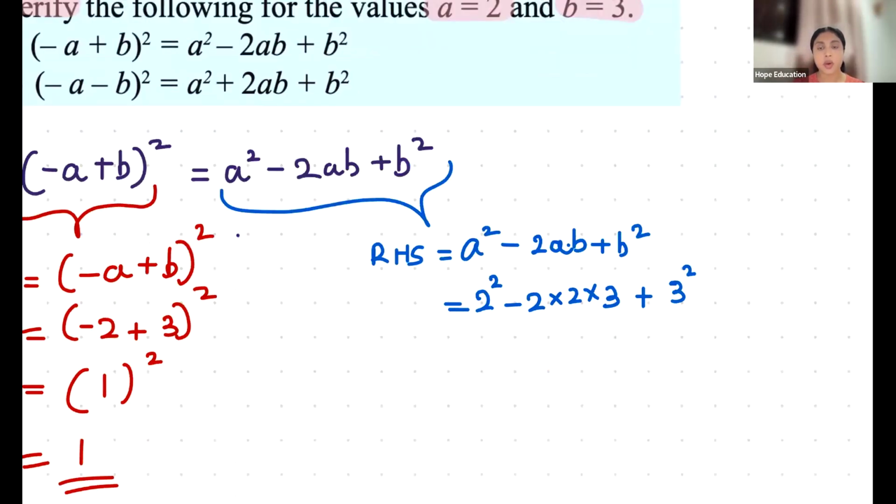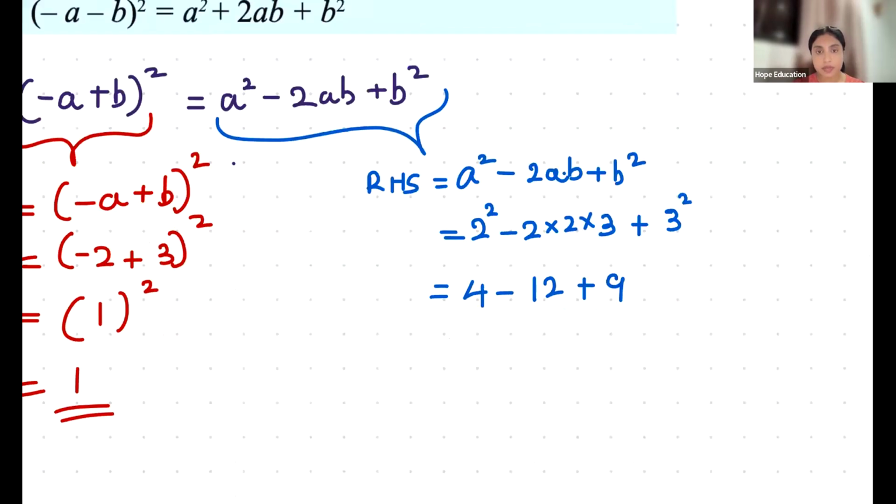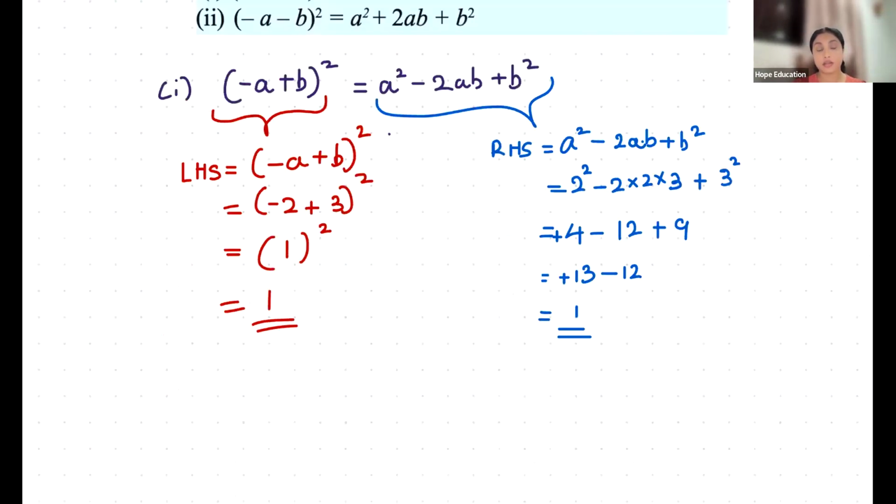2 squared is 4, minus 2 times 2, 4, 4 times 3, 12. Plus 3 squared means 9. Now here there is plus, here also there is plus. So 4 plus 9 is 13. So it's plus 13 minus 12. We get the answer as 1. See? On the right hand side also I got 1. On the left hand side I got 1. On the right hand side also I got 1.